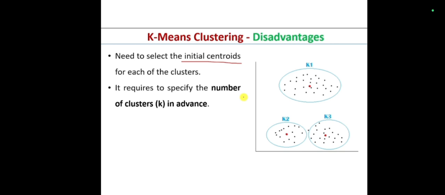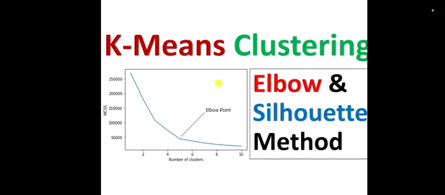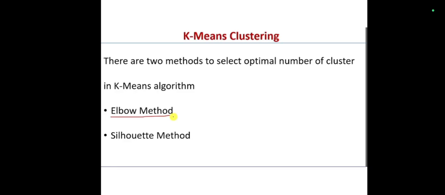So to overcome these two disadvantages, we have two solutions, that is the elbow method and Silhouette method, with which we can find the optimal value of k in the k-means clustering algorithm. So we will discuss the first method, that is the elbow method.